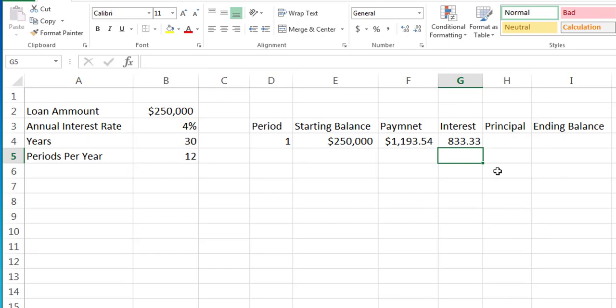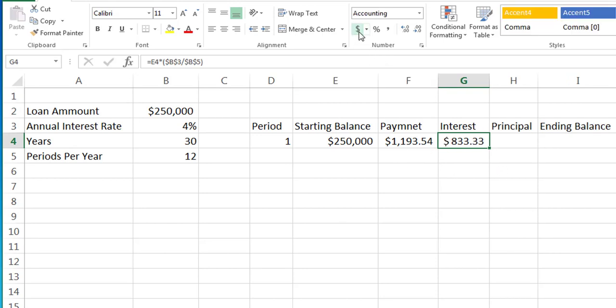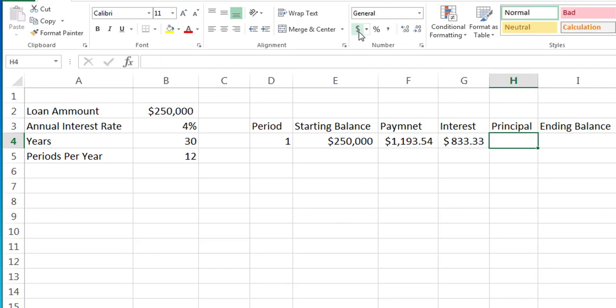So this first payment I make in the first month of my loan, 833 of those, almost $1,200, that's interest. So I'm paying quite a bit of interest in the first month. Now the principal is the difference between the interest and the payment. So I'm going to move to the principal column, column H. I'm in cell H4. I type an equal sign, which tells Excel I'm going to be entering an equation. I click on the payment, then click on a dash to subtract, and then click on the interest, hiding in cell G4.